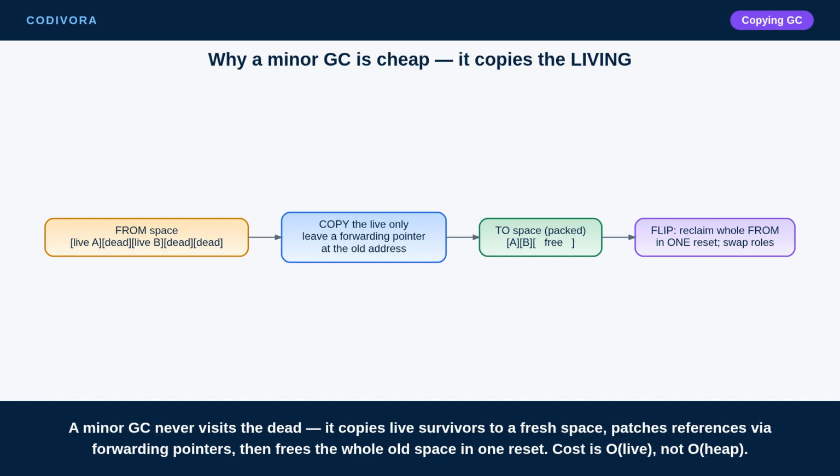Because Eden is mostly garbage, copying the few survivors is far less work than examining every dead object, so the cost scales with what survives, not with heap size. Two free bonuses. The survivors land packed together. That is compaction for free, and the next allocation is just a pointer bump.